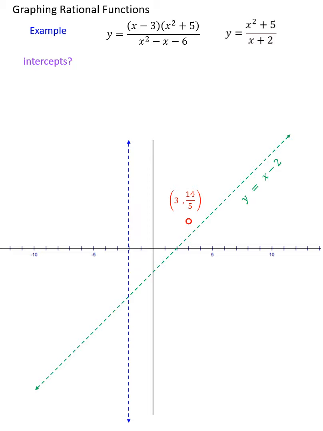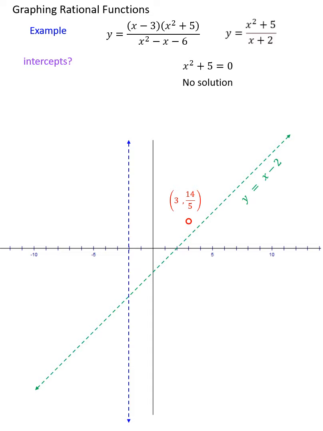X-intercepts are found by setting our numerator equal to 0, and I'll use the reduced function to do that. If I use the original function, I would falsely find that x equals 3 is also an x-intercept, but that is not the case. And so this equation here, we'll notice, has no solution.